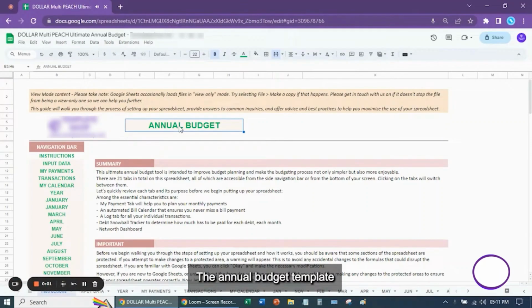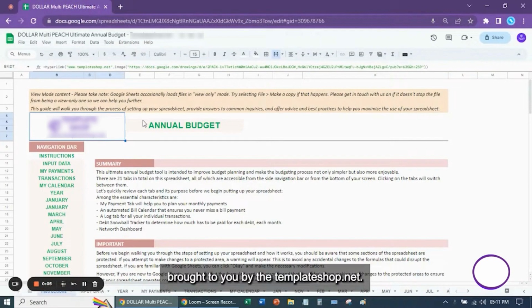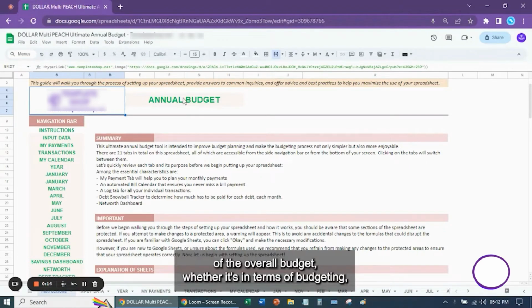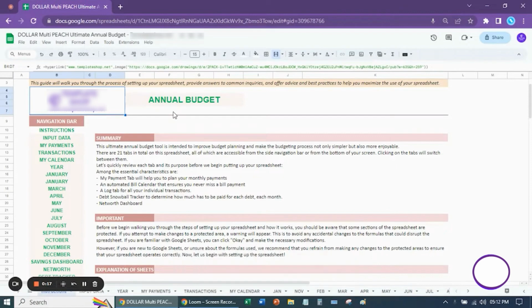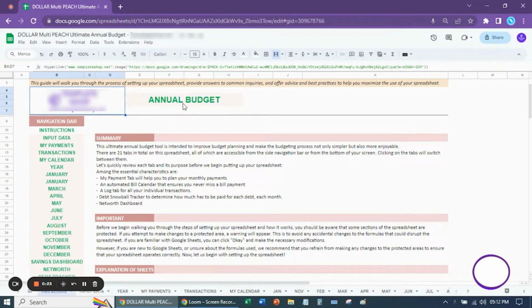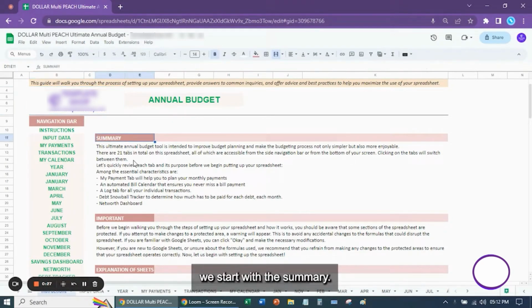The annual budget template brought to you by templateshop.net, and let's see how powerful this is. It gives a snapshot of the overall budget, whether it's in terms of budgeting, the actuals, or based on various comparisons that you would like to do. A quick update on this: we start with the summary.